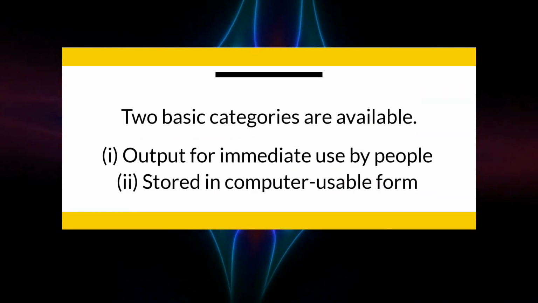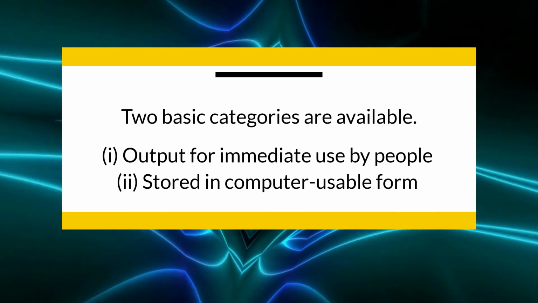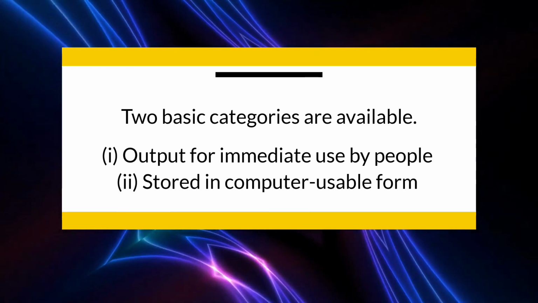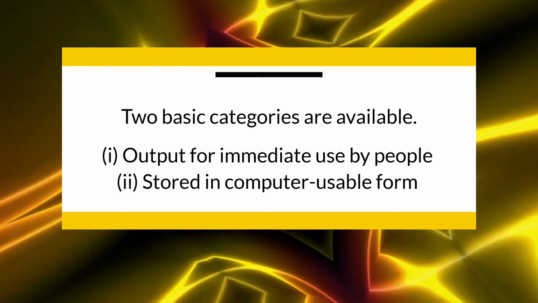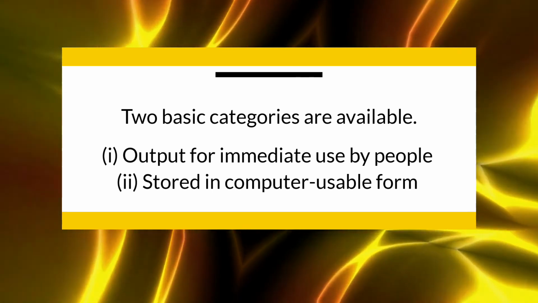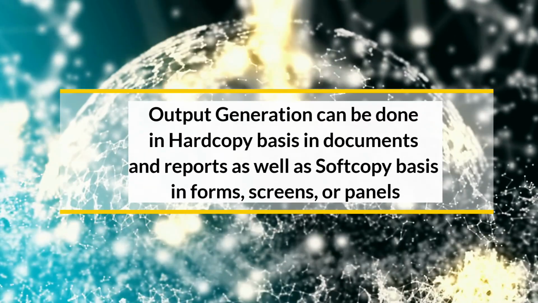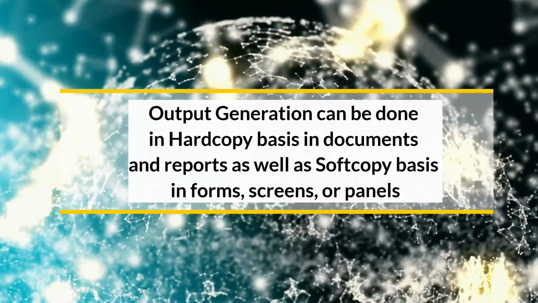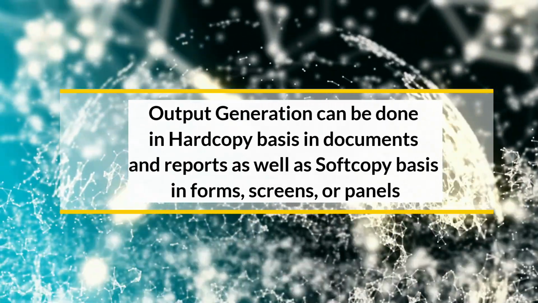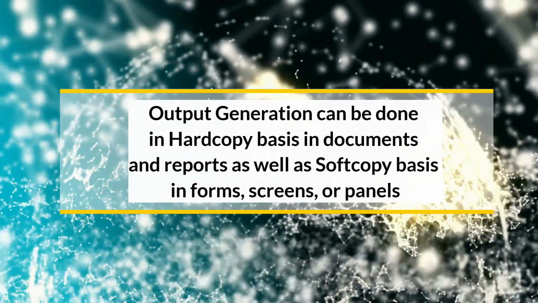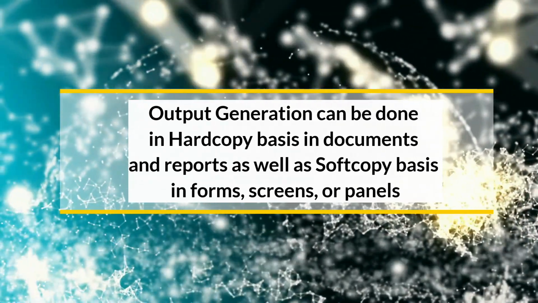Two basic categories are available in data output. Number 1, output for immediate use by people, and number 2, stored in computer usable form. Output generation can be done on a hard copy basis in documents and reports as well as on a soft copy basis in forms, screens or panels.